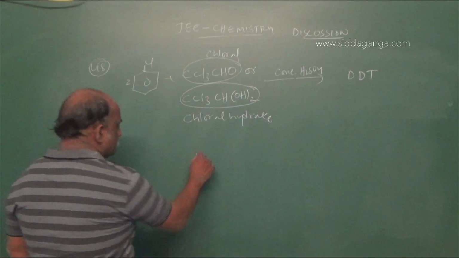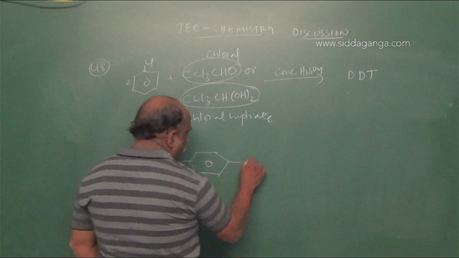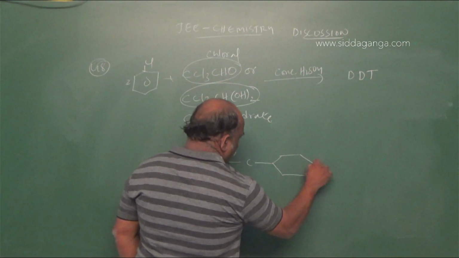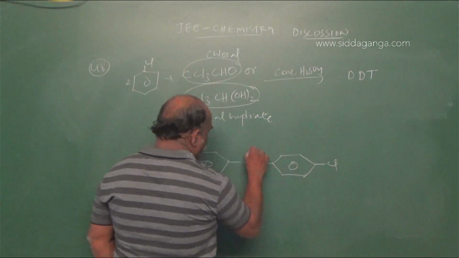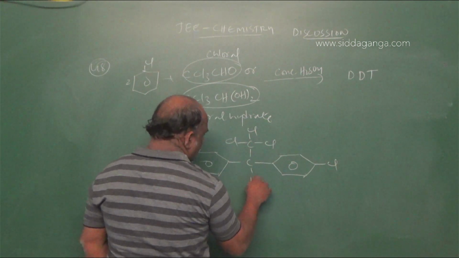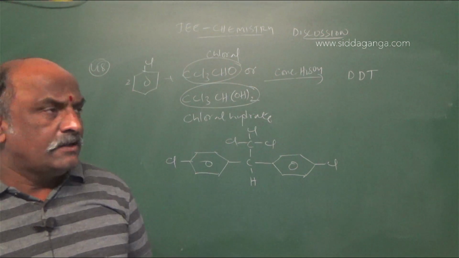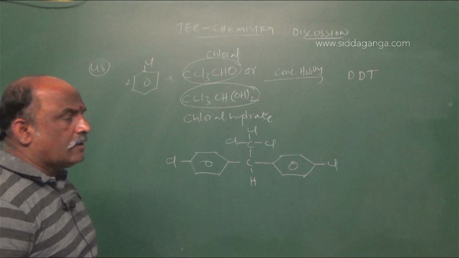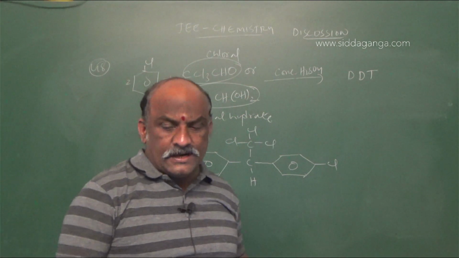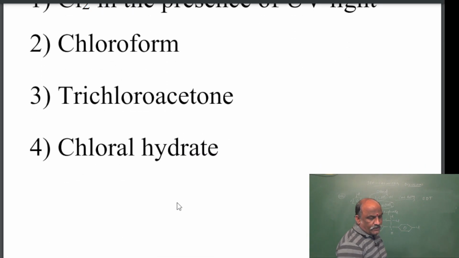The structure will be like this. This is the structure of DDT. This is chloro, this is chloro, like this. Dichloro diphenyl trichloroethane is called DDT. The major components: number one is chlorobenzene and second is chloral hydrate or chloral. Whatever it may be, both are the same compound.